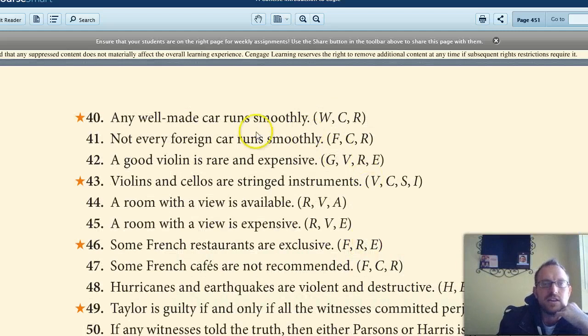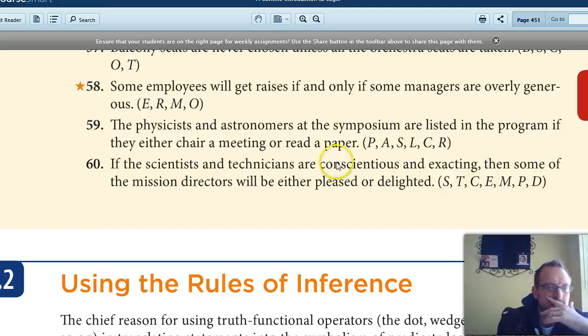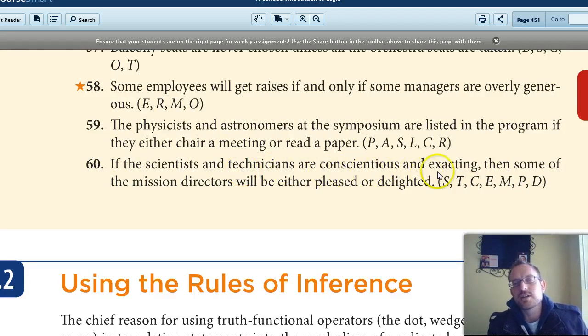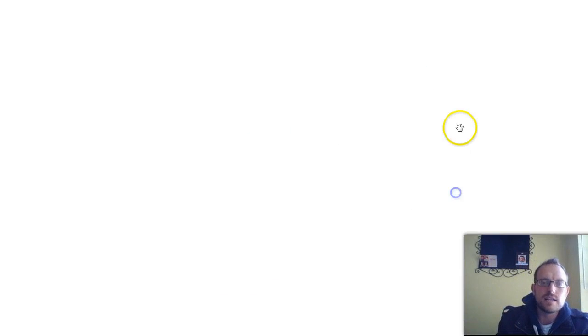But you'll see that when you get to the bottom here, they get more and more complicated, right? And then here, you can see there's actually quite a few of these. And by the time you get to the bottom, they get very, very complicated, right? See here, they give you all of these different variables. If the scientists and technicians are conscientious and exacting, then some of the mission directors will be either pleased or delighted. You can see this is one that's going to be more difficult, but it's ultimately very important practice. But notice with predicate logic, we can actually now do something really radical. We can take a statement this complicated and symbolize it in all of its particular elements. And we can do that in a really fine-tuned way that we were never able to do before.